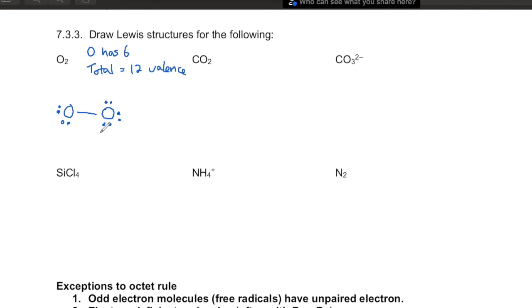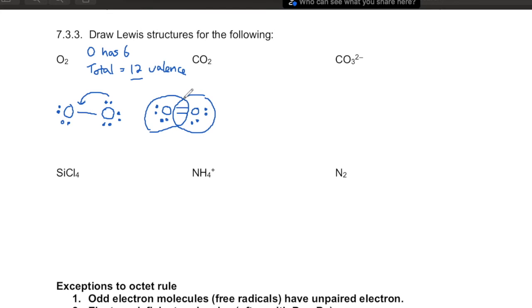This one doesn't really have a central atom. And this oxygen has a full octet, but this one does not. So we'll go ahead and share this pair, make a multiple bond out of it, and we end up with a structure like this. It has 2, 4, 6, 8, 10, 12. It has the correct number of valence electrons. Each oxygen has an octet, 2, 4, 6, 8.